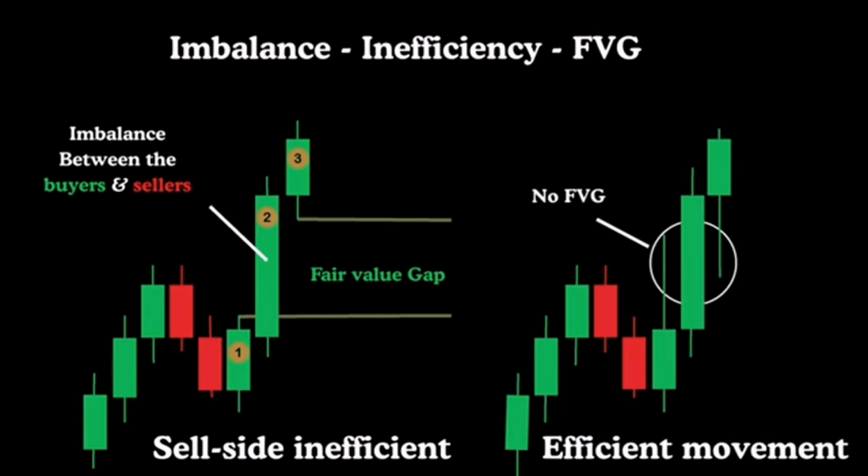Now how can we use this to our advantage? When the price moves significantly and leaves fair value gaps behind, it usually returns to these areas to fill the gap and restore balance. These areas become extremely important supply and demand zones, offering potential trading opportunities. In this example, the price is moving in an uptrend. In this area, the price has created fair value gaps indicating buy-side imbalance and sell-side inefficiency.